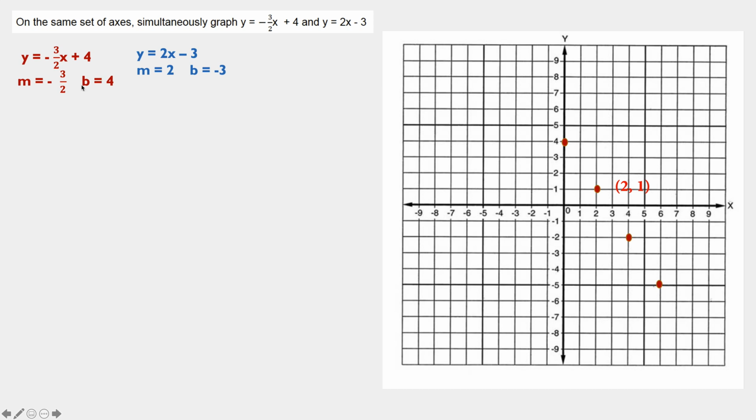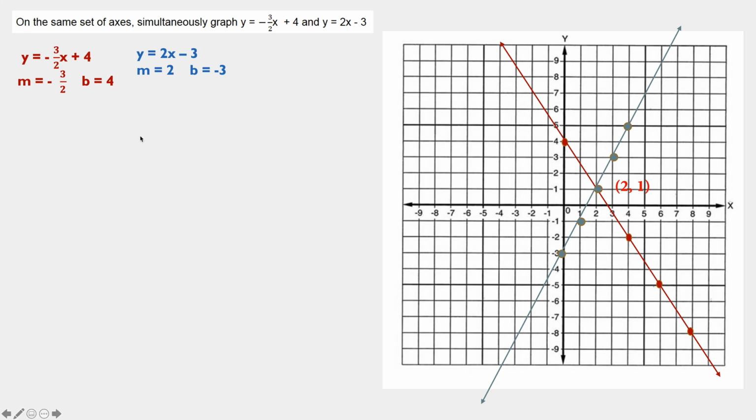All right. So y equals negative 3/2 x plus 4. The slope is negative 3/2. The y-intercept is 4. And for the blue line, y equals 2x minus 3. The slope is 2. The y-intercept is negative 3. For the red line, we begin at 4, which I did right here. Now I'm going to move down 3 over 2, down 3 over 2, down 3 over 2. For the blue line, I also have to connect the dot. There we go. For the blue line, I begin at negative 3. There I am. And then I go up 2 over 1, up 2 over 1, up 2 over 1. One more time, and I connect the dot there. And yes, indeed, these lines do meet at the point 2, 1.